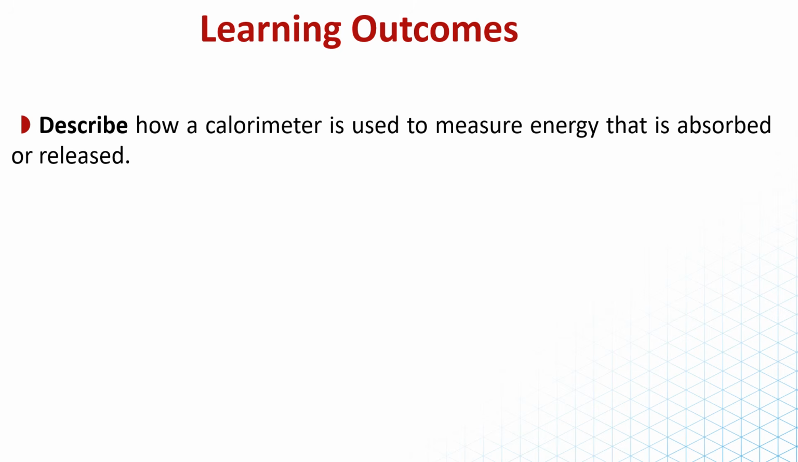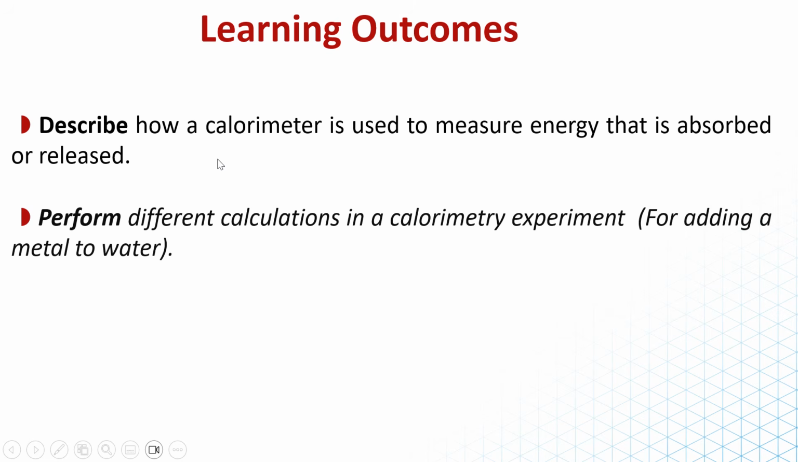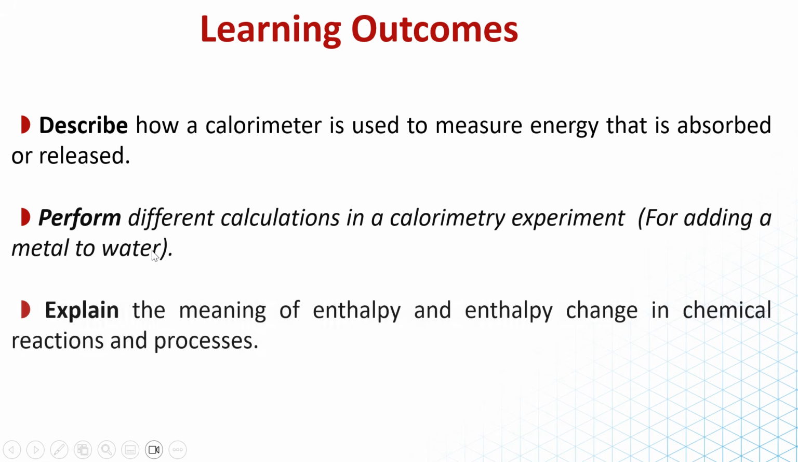So we reached the end of our lesson. In this lesson you learned how to describe how a calorimeter is used to measure energy that is absorbed or released. We performed different calculations in the calorimetry experiment, remember? The piece of metal and water. And we explained what we mean by enthalpy and enthalpy change in chemical reactions, and endothermic and exothermic.